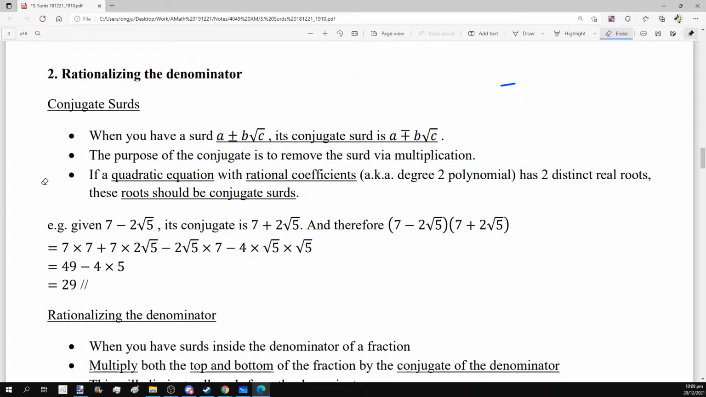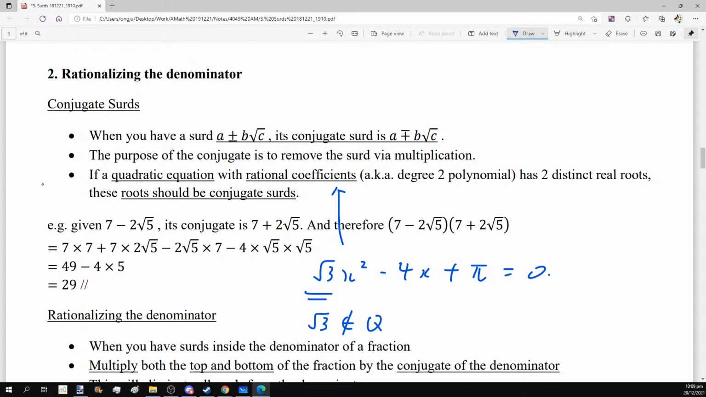Of course, having said that, that doesn't mean that both answers will genuinely be valid. For example, if you're doing math in real life, you might want to reject negative answers. Also, do keep in mind that the criteria is for rational coefficients. For example, if I have root 3x squared minus 4x plus pi equal to 0, then we are in trouble. Because root 3 is not rational, and pi is absolutely not rational. There's no way you're changing pi into a fraction. Don't tell me 22/7, that's a meme. Alright?